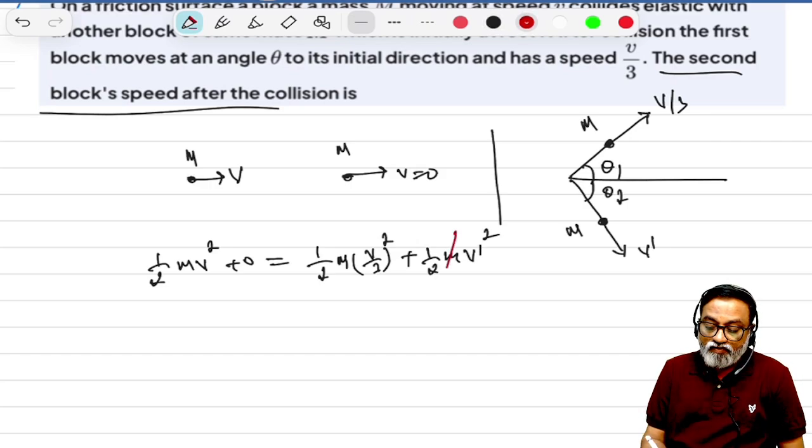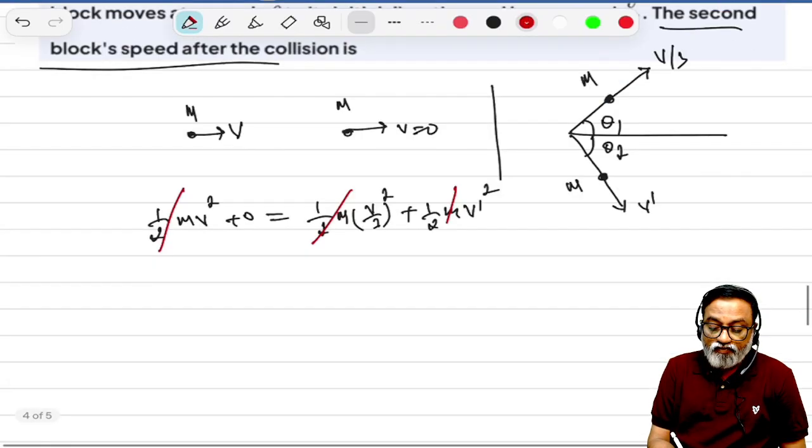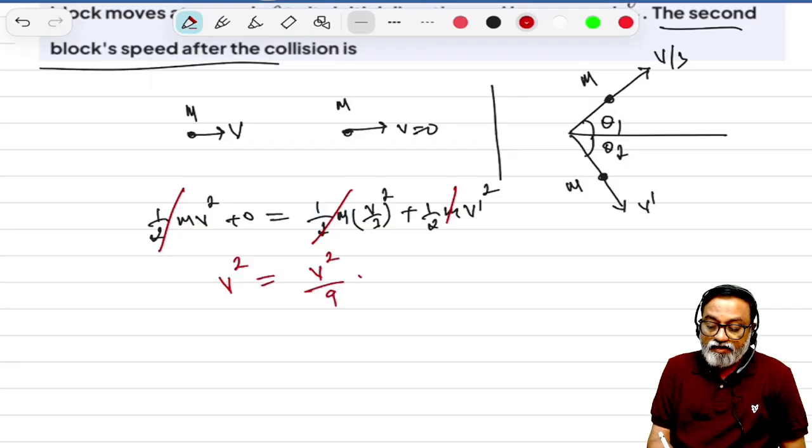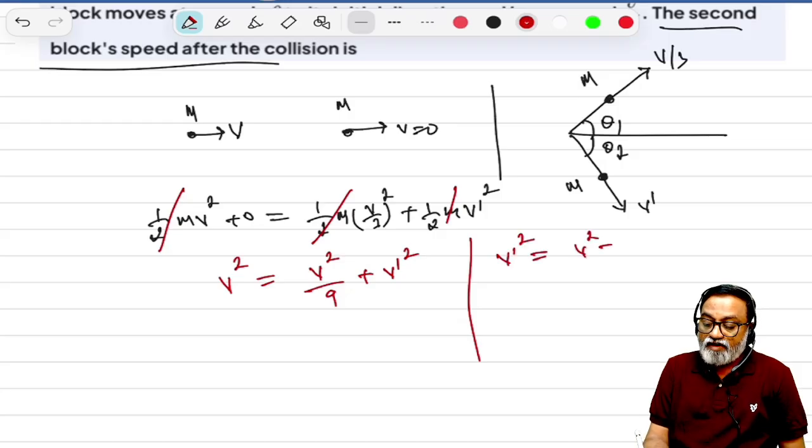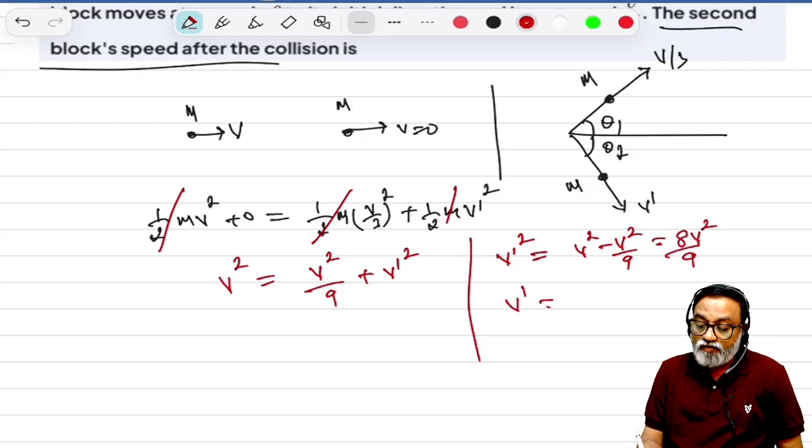Therefore, 1 by 2 m cancels throughout. Therefore, v square is equal to v square by 9 plus v dash square. Therefore, v dash square is equal to v square minus v square by 9. This is 8v square by 9. Therefore, v dash is equal to 2 root 2 v by 3.